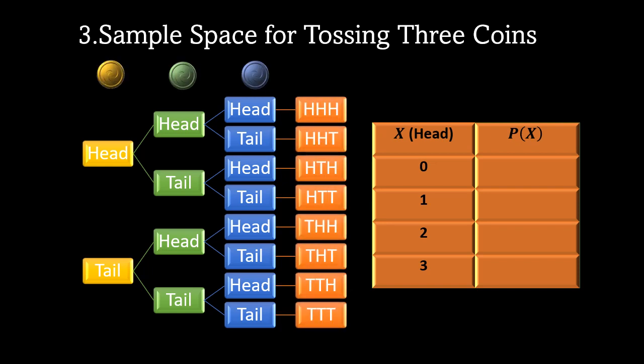Now, we're going to represent x by the number of heads, and we're going to find the probability of x. So 0 heads, that's all tails, and the probability of 0 heads is 1 over 8. 1 head, the probability of having 1 head in our sample space is 3 out of 8, and the probability of 2 heads is 3 out of 8. The probability of 3 heads is 1 out of 8. Now this table we created is a probability distribution table, and the sum of all probabilities is 1.